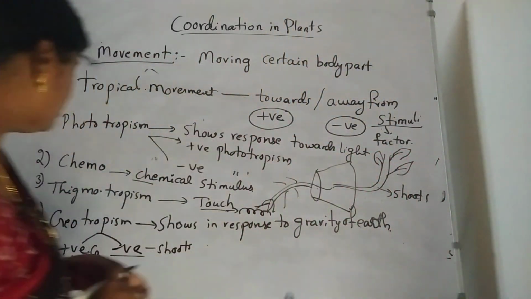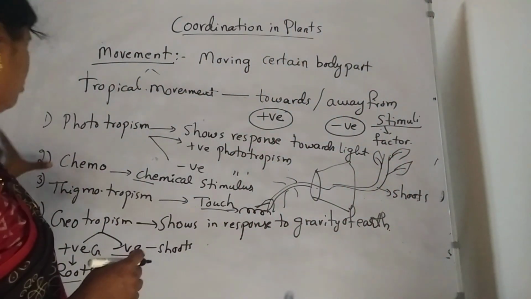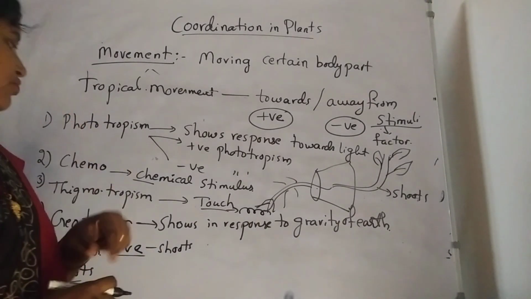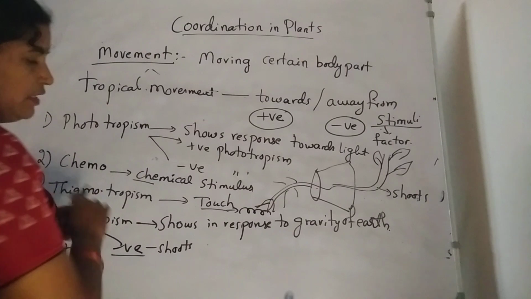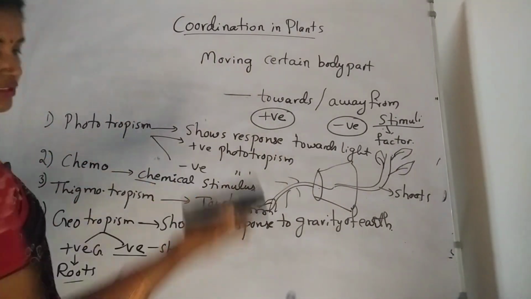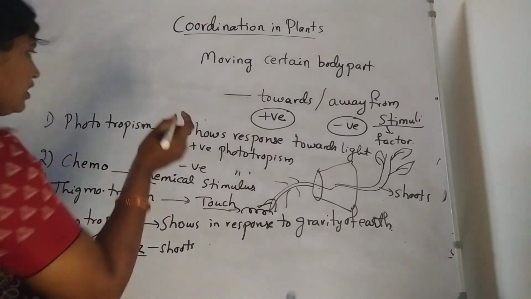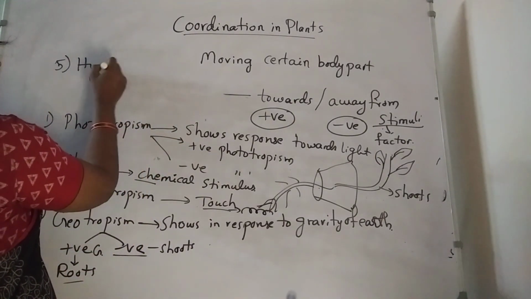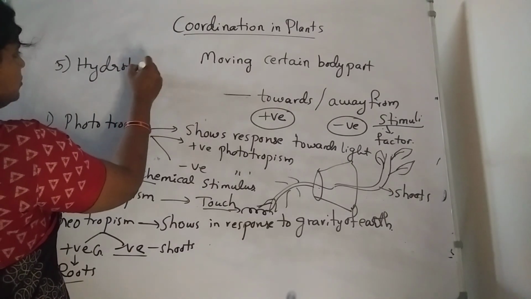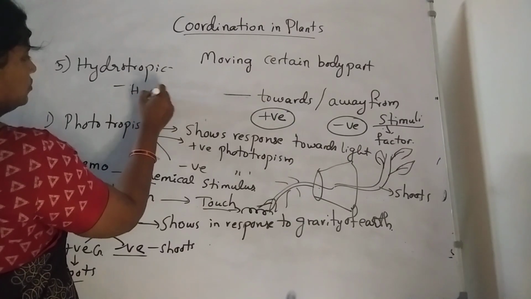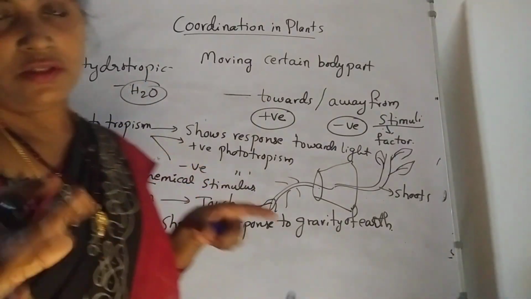Okay, so we have phototropism, chemotropism, thigmotropism and geotropic movements, and one more is hydrotropism. Hydro means towards the water. So hydrotropic movement means tropic movement towards the water or away from the water.